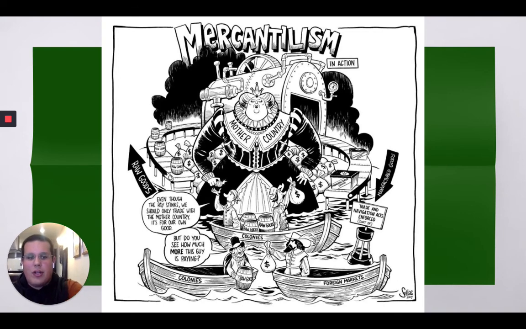Again, we have a good image of what is mercantilism. We have a modern country with multiple colonies. Again, we have a focus on specific industries, and the country is going to be using those industries to benefit itself.